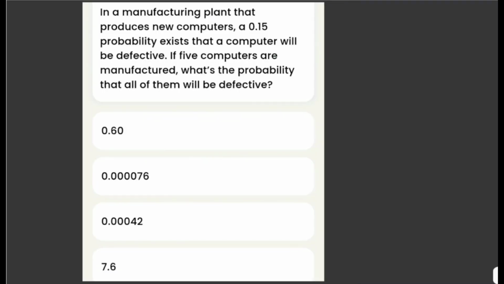In a manufacturing plant that produces new computers, a 0.15 probability exists that a computer will be defective. If 5 computers are manufactured, what's the probability that all of them will be defective? Now, to solve for the probability that all 5 computers will be defective, we just have to multiply the probability that a computer will be defective 5 times.